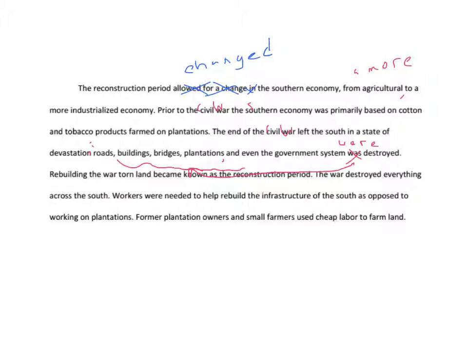Rebuilding the torn land became known as the Reconstruction period. So, rebuilding is not a period, but you could say the time of rebuilding the war-torn land became known as the Reconstruction period. The war destroyed everything across the South. Workers were needed to help rebuild the infrastructure of the South, as opposed to working on plantations. Former plantation owners and small farmers used cheap labor to farm land.